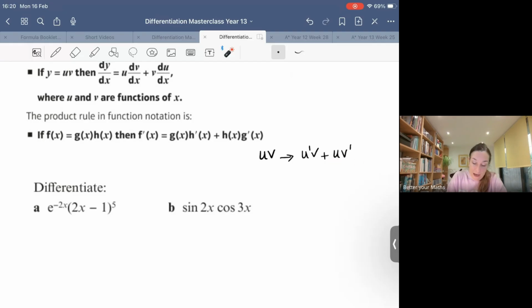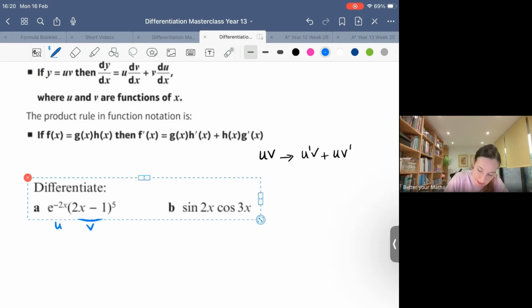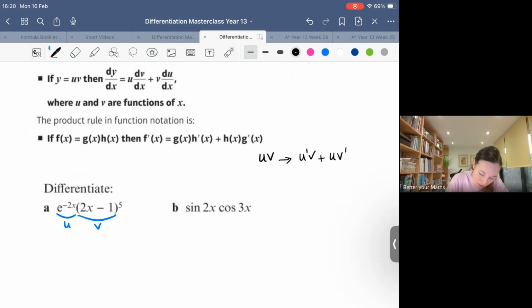So we do the derivative of one times the other, plus the other times the derivative of the first. It doesn't matter which one you call what. So let's say that this is u and this is v. We're going to try to differentiate each of them and multiply. Who wants to help me with this one? So u is e to the power of minus 2x. What is the derivative of this one?